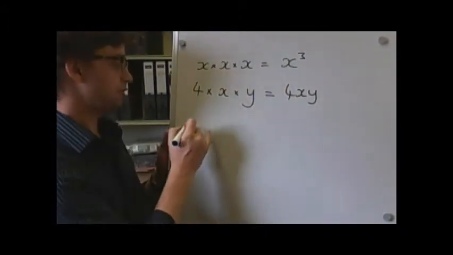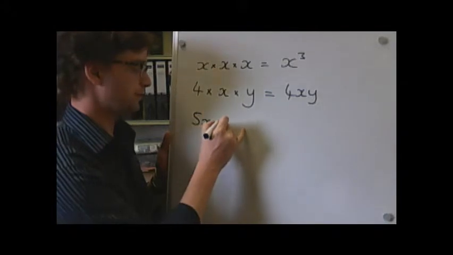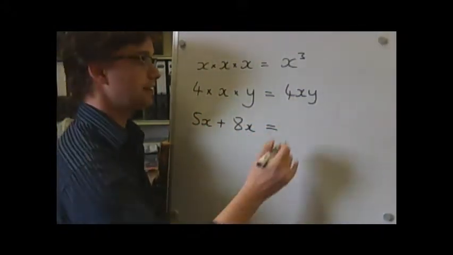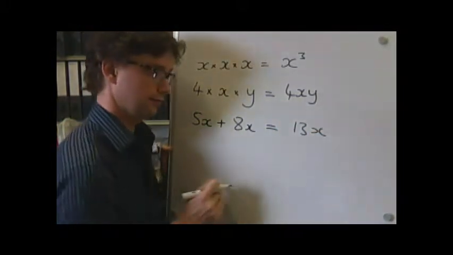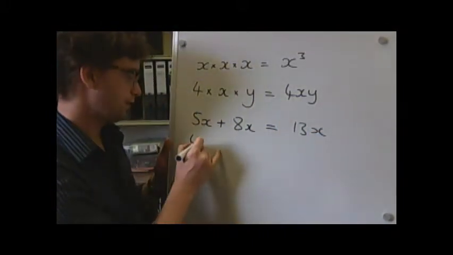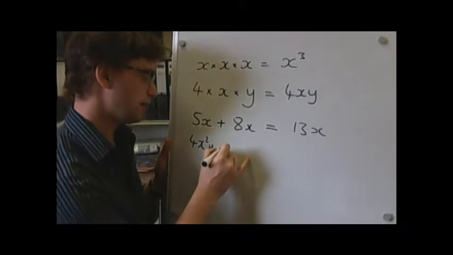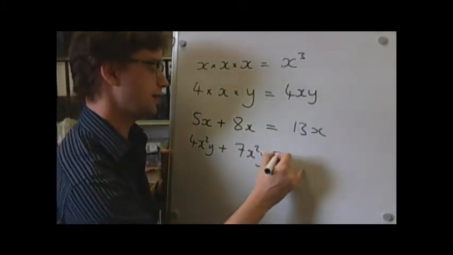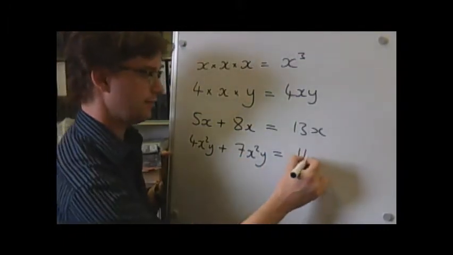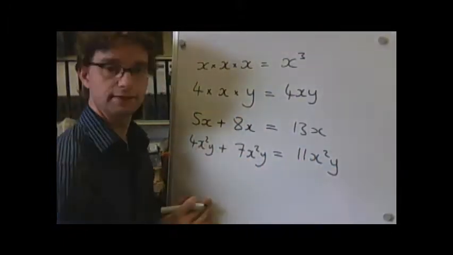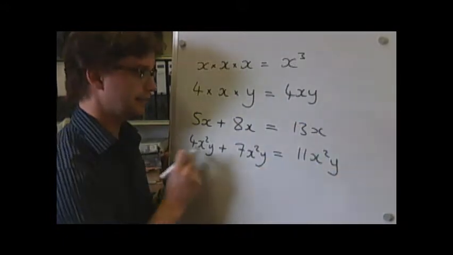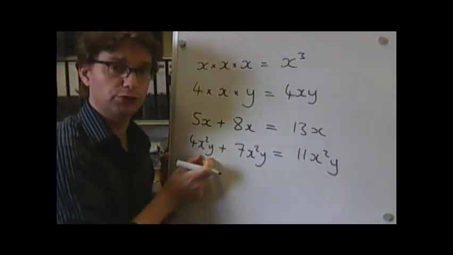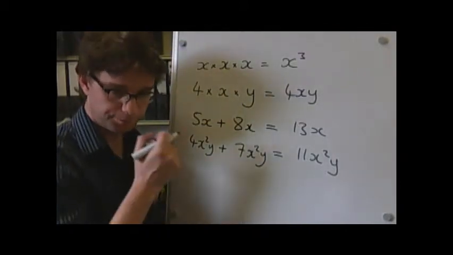We often collect like terms. So if we've got 5x plus 8x, that's the same as 13x. If we've got 4x squared y plus 7x squared y, well, that's 11x squared y. We would call this collecting like terms. These things are the same type of algebraic object, so we can put them together.